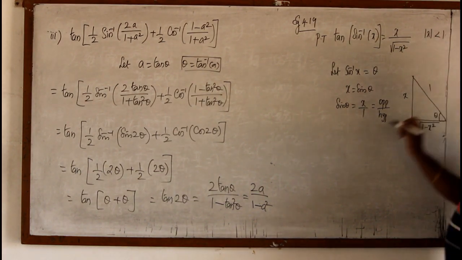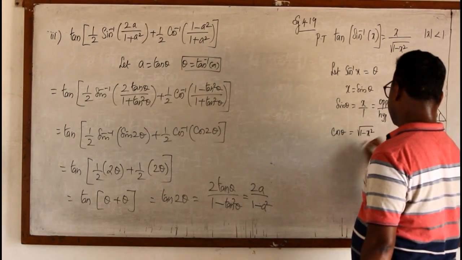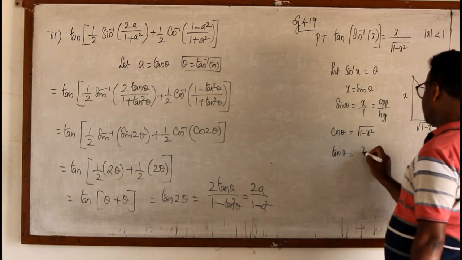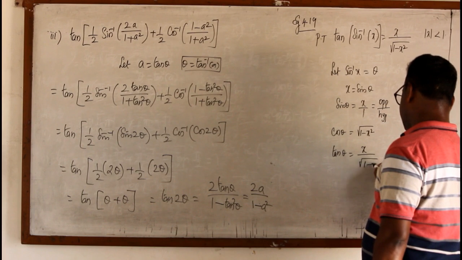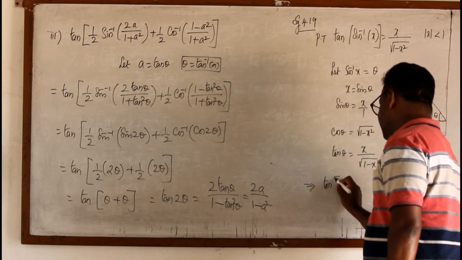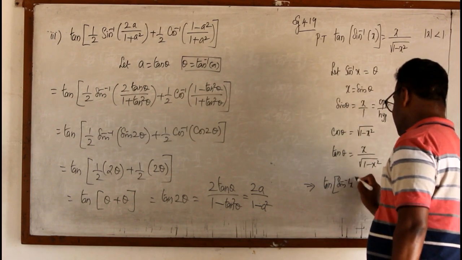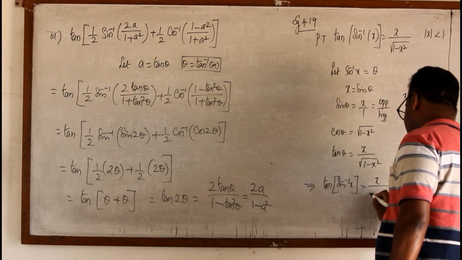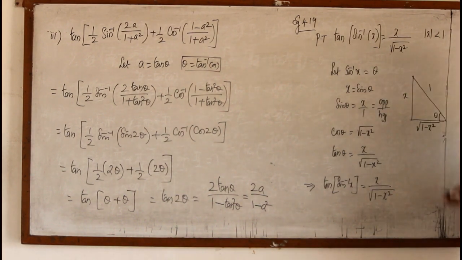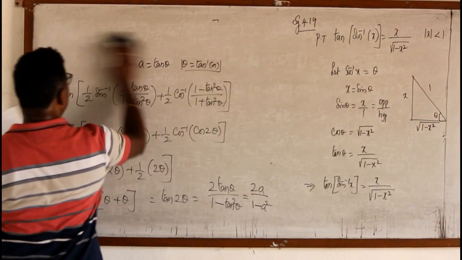Therefore, cos theta is root of 1 minus x square, and tan theta is opposite by adjacent, x by root of 1 minus x square. Let me take this itself, tan of, instead of theta, sin inverse of x, which is equal to x by root of 1 minus x square. So by applying the triangle formula itself, we can do this. This is example 4.19.